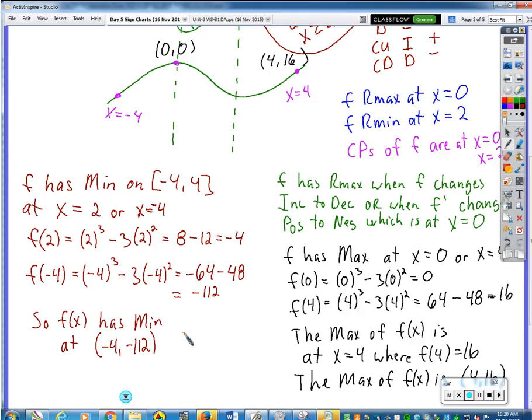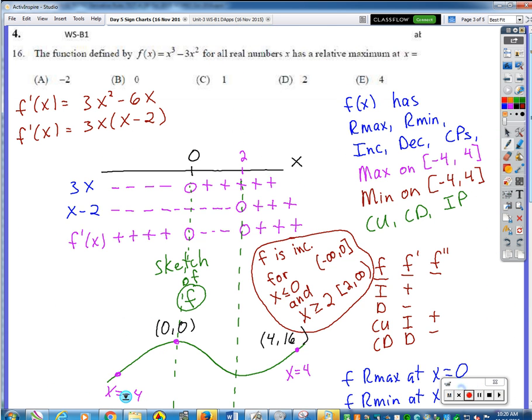Look, no. Jacob is correct. We know that F keeps going down forever. So yes, if you went further to the left, F would be lower. That's why they had to give us some sort of interval to check for.